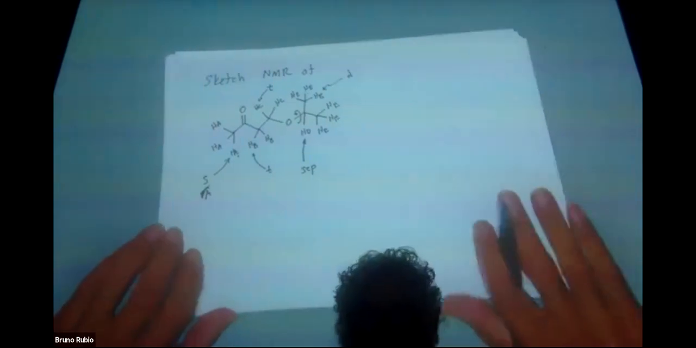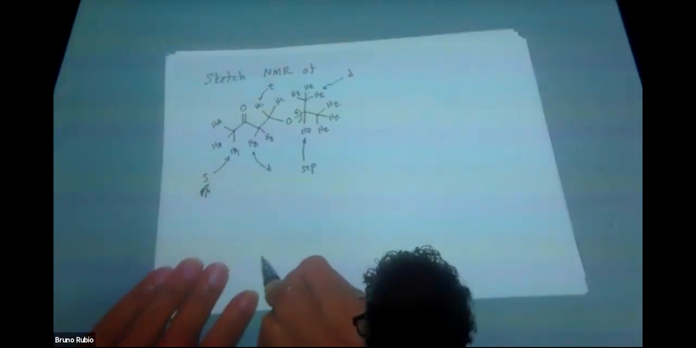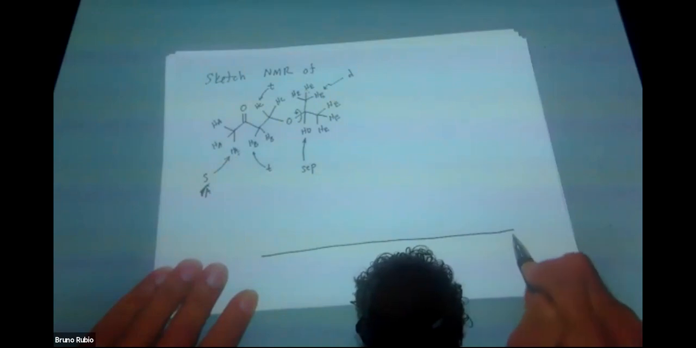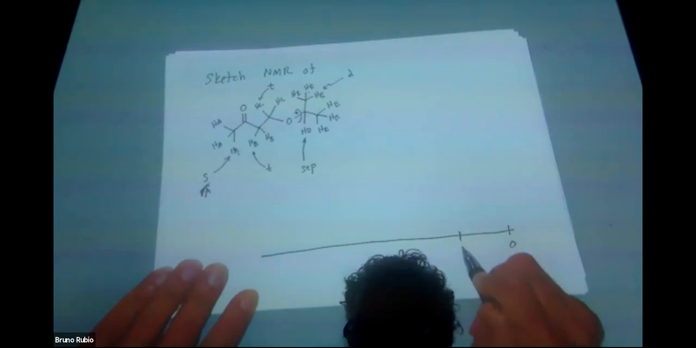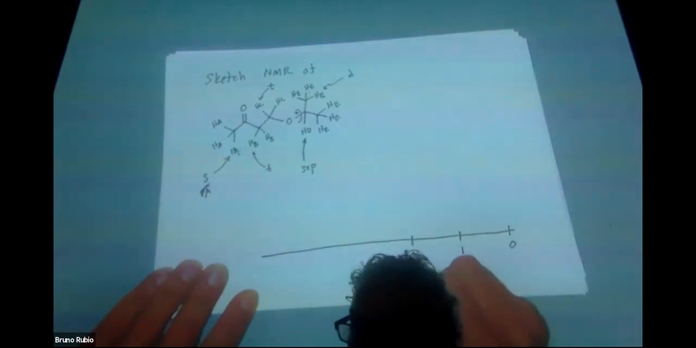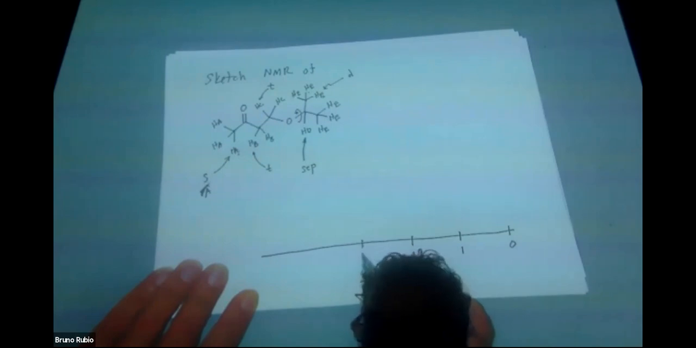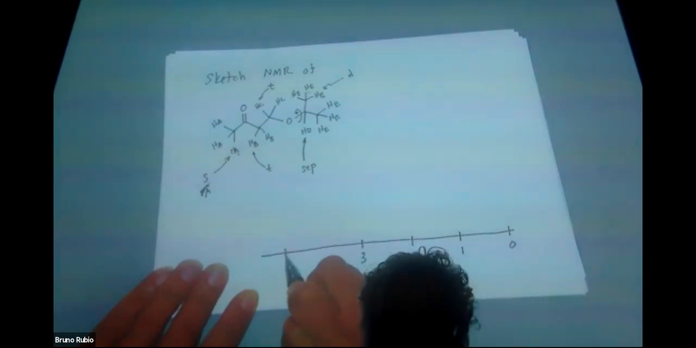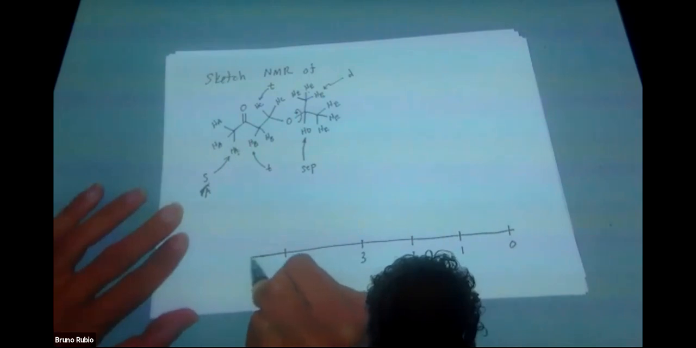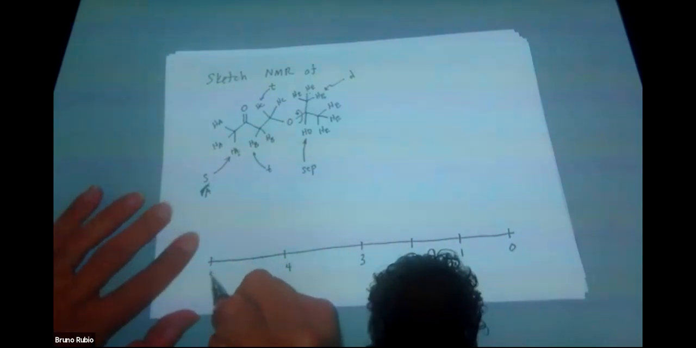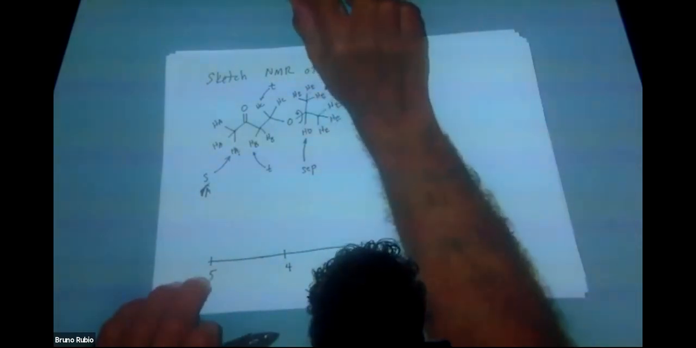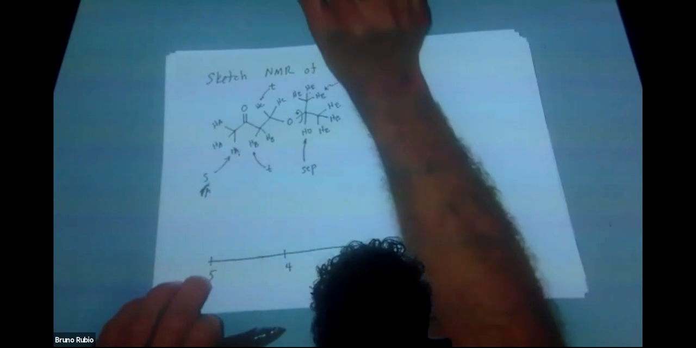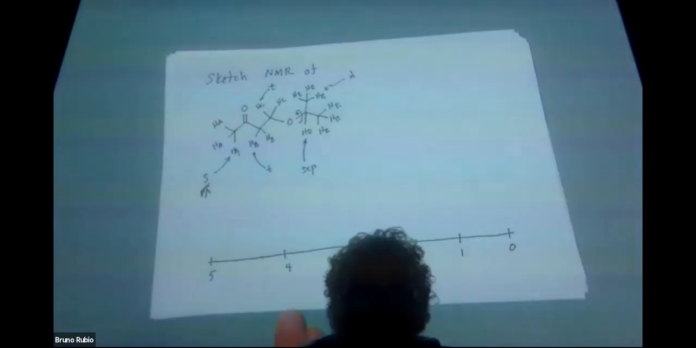Okay, so now it's time to sketch the NMR and see what the spectrum is going to look like. Now, here you're at a great disadvantage unless you've memorized the NMR chemical shifts. So you don't need to memorize any NMR chemical shifts. You can always look at a table. You can look at a table, but you know what? I've memorized all of these NMR chemical shifts, so I never need to look at a table.